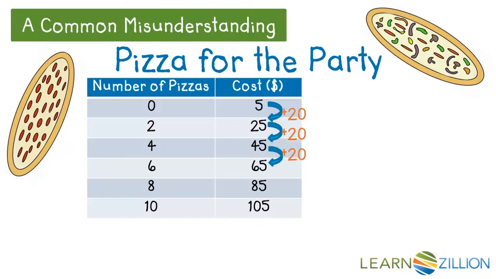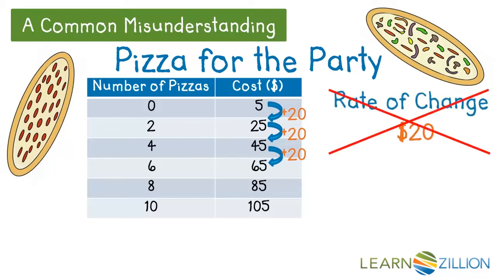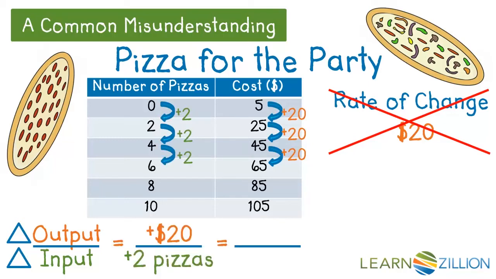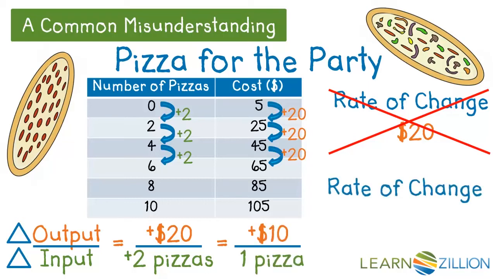A common misunderstanding is the pattern of the output is the rate of change. But remember that the rate of change is how the output changes in relation to the input. We need a ratio. You can calculate it by determining the change in output divided by the change in input. The cost goes up $20 for every 2 pizzas. This means that the cost is $10 for each pizza. The rate of change is $10 per pizza.